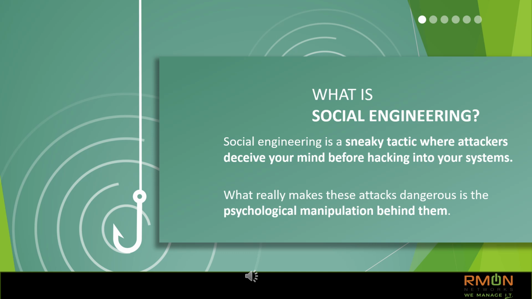What really makes these attacks dangerous is the psychological manipulation behind them. Hackers usually push emotional buttons like fear, urgency, or curiosity to make you act fast and think later. That emotional trickery is why social engineering works so well and why it's responsible for a lot of data breaches today. Now, let's kick off the first drill of this bootcamp and break down the types of social engineering attacks you need to be ready for.